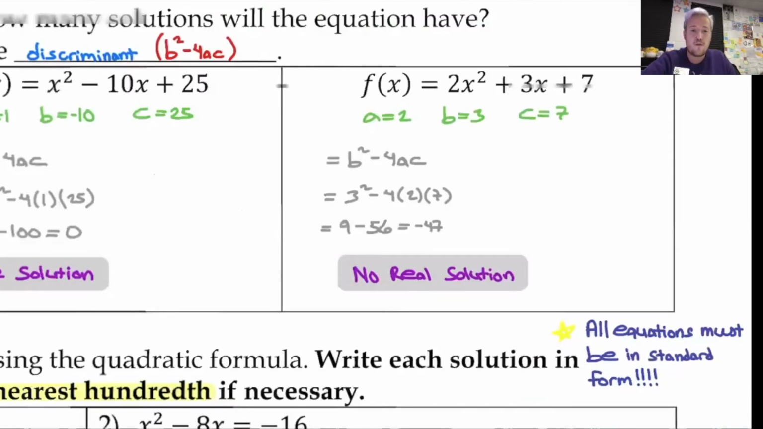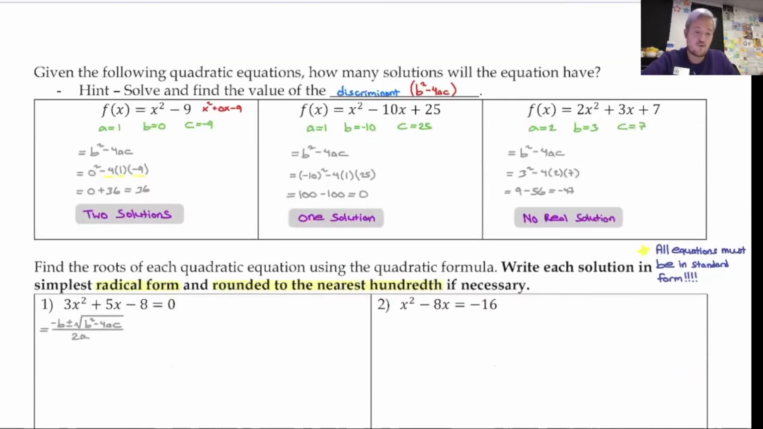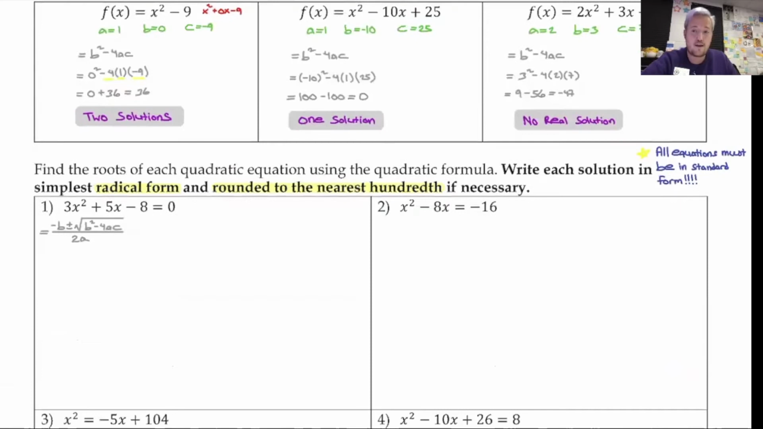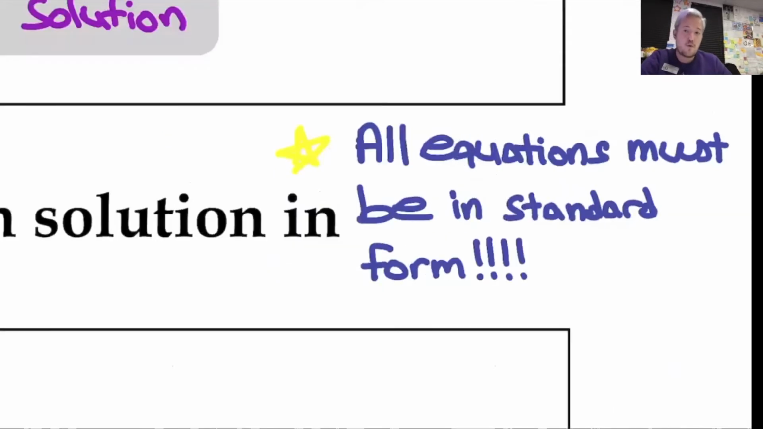All right. So that's just finding the discriminant. So now we actually want to use the formula to find the actual solutions. All right, so one thing to make sure that you're aware of, all your equations that they give you have to be in standard form. So if they're not in standard form to begin with, you have to convert your equation before you even do the formula.